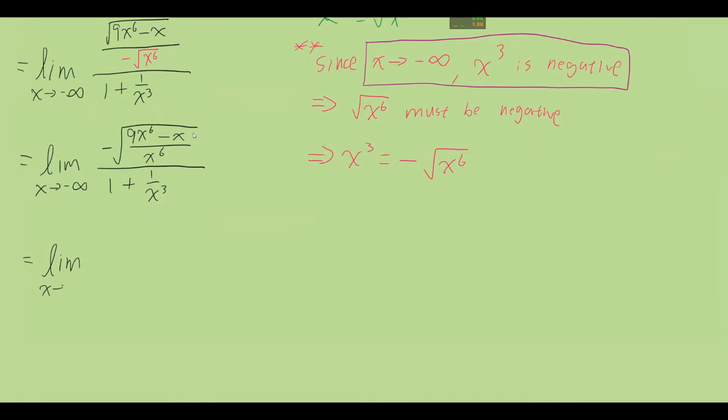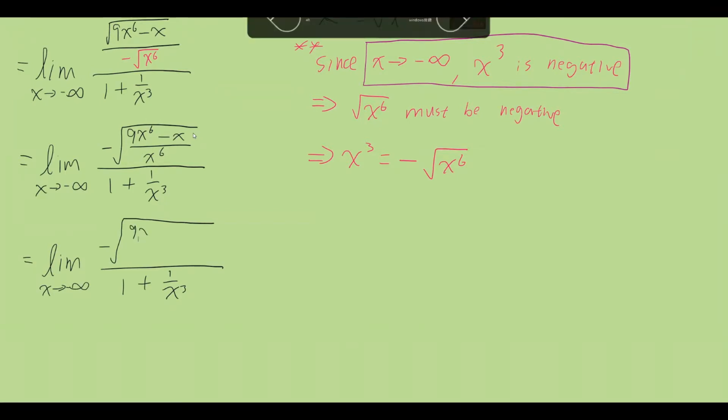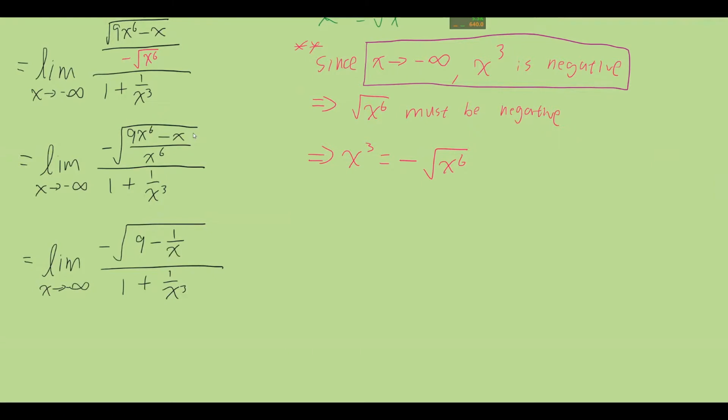Limit of 1 over x cubed. And in the numerator, I have negative the square root of 9, square root of 9 minus 1 over x to the 5th, right? Let's do a little side work here.